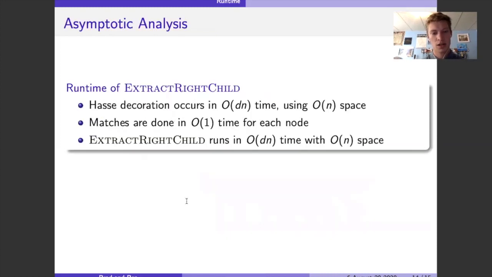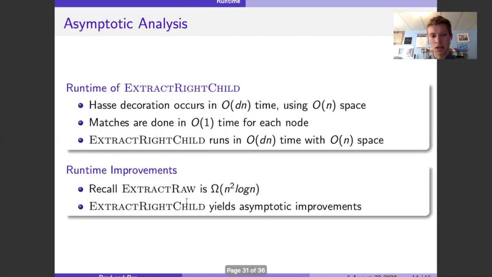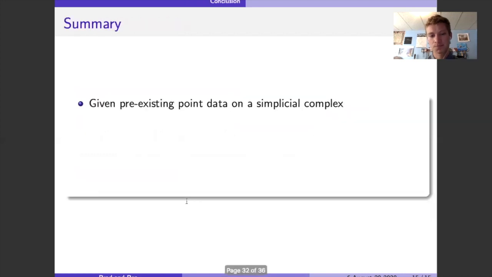And then for an idea of the runtime, this Hasse declaration step occurs in big O of dn time using O of n space, where d is the dimension of the Hasse diagram and n is the total number of simplices in the Hasse diagram, every node. And then all of the matches are just going to occur in constant time operations since we've stored all of that data initially. So it's going to run in big O of dn time with O of n space. And you'll recall from before that this is going to be a nice time complexity improvement on extract raw, which we show is lower bounded by omega of n squared log n.